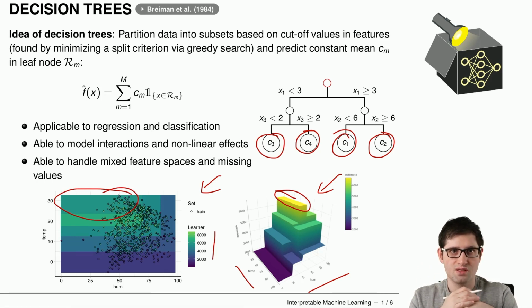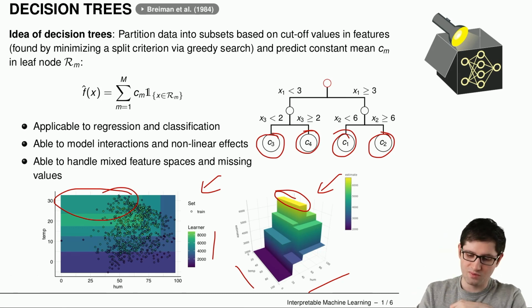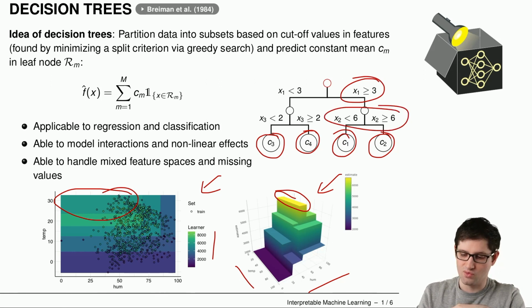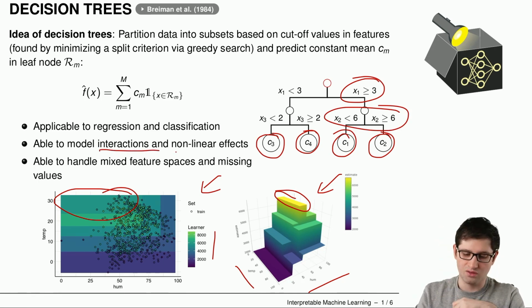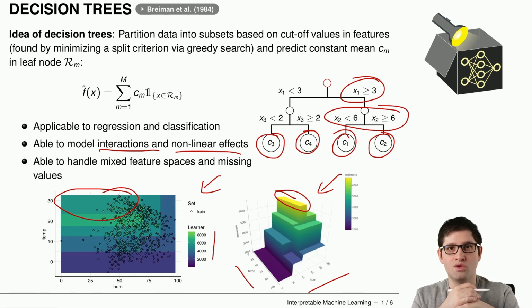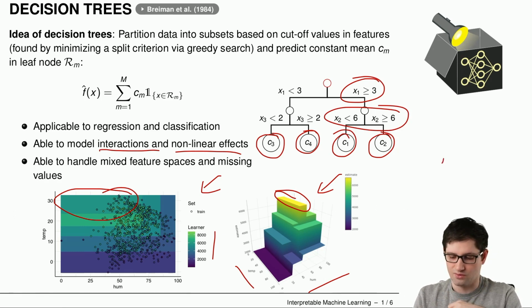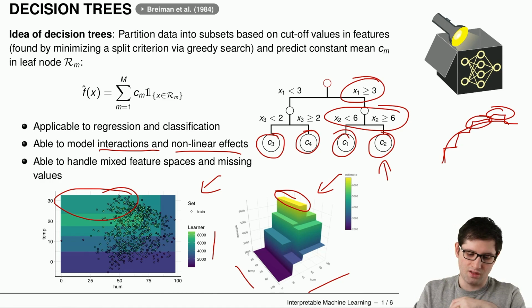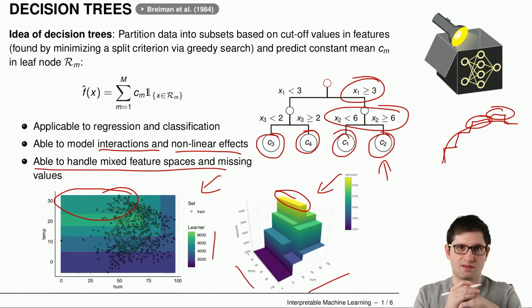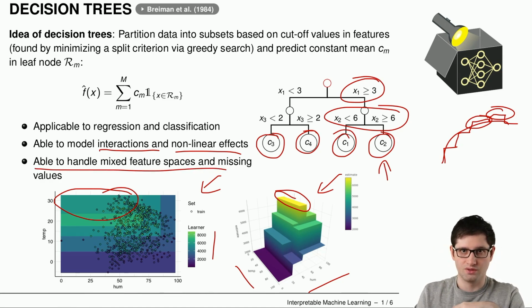The nice thing about the decision tree is that it's applicable to regression and classification, and by having this possibility to split with respect to one feature and then with respect to another feature, we implicitly have interactions and are also able to model nonlinear effects. A nonlinear effect that, for example, looks like that is modeled by a decision tree in this manner here. And it's able to handle mixed feature spaces and missing values by default.